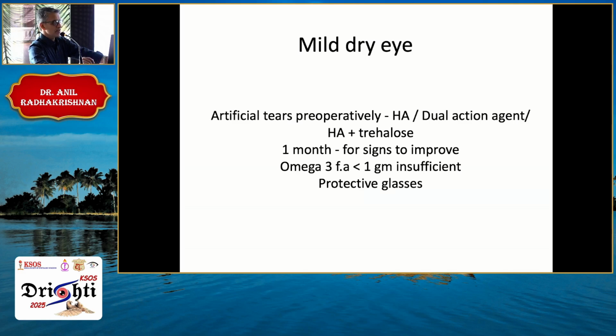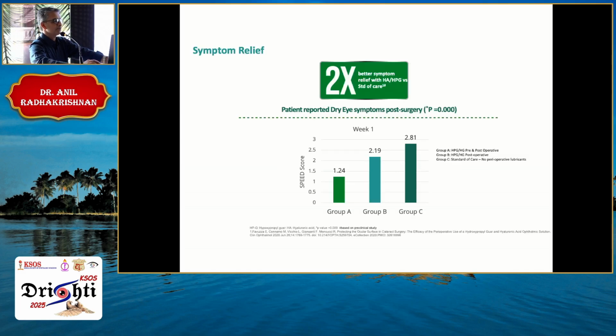And better to use something such as a hyaluronic acid or a combination of hyaluronic acid and PEG, or even better would be hyaluronic acid plus trehalose. It takes about 1 month for the dry eye symptoms and the signs to improve, actually. That is what the evidence says. And if you are prescribing omega-3 fatty acids, don't give just BD and all that. Give less than 1 gram, it does not work at all. So 1.5 grams should be given.